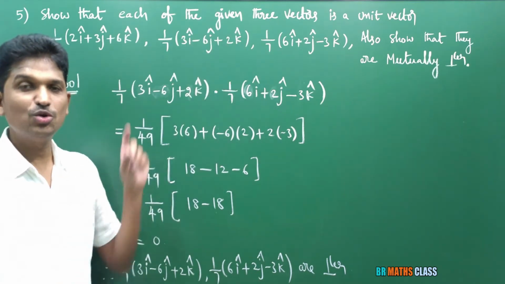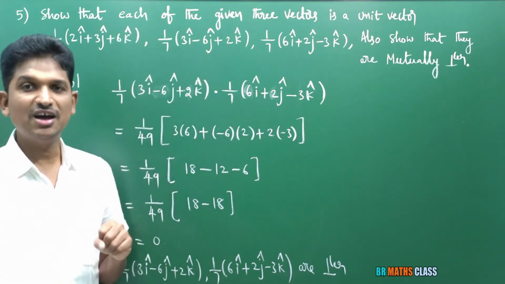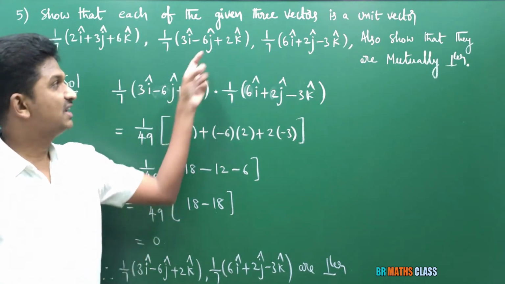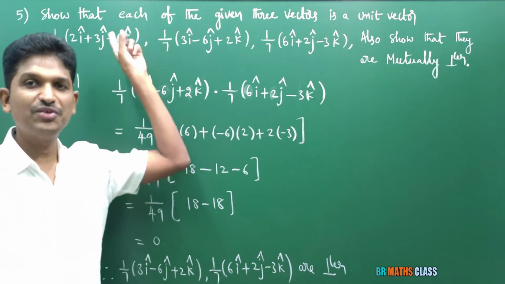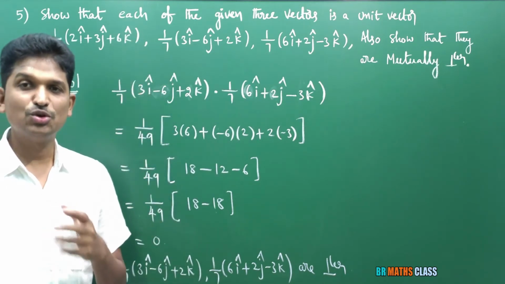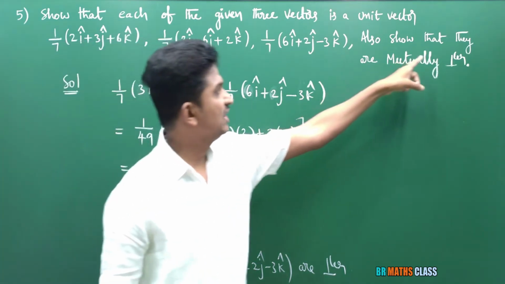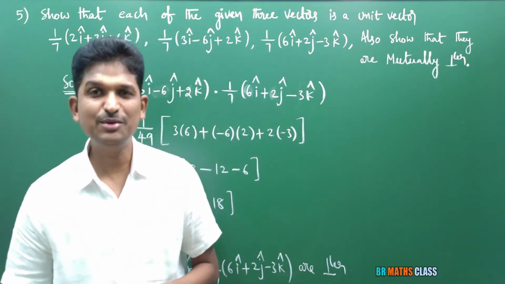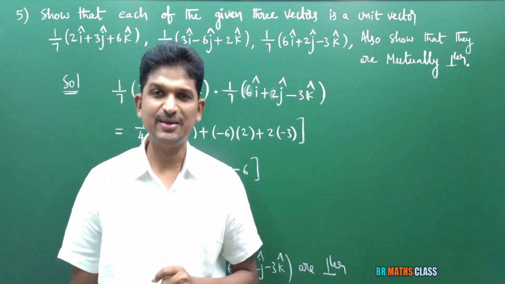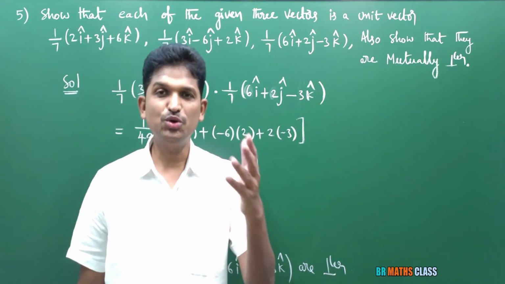So what you can conclude? First vector, second vector are perpendicular, and second vector, third vector are perpendicular, and third vector, first vector are perpendicular. So that we can conclude that the given vectors are mutually perpendicular. This is a little lengthy problem, but it is very easy. Okay, right. Now we will move to next question.